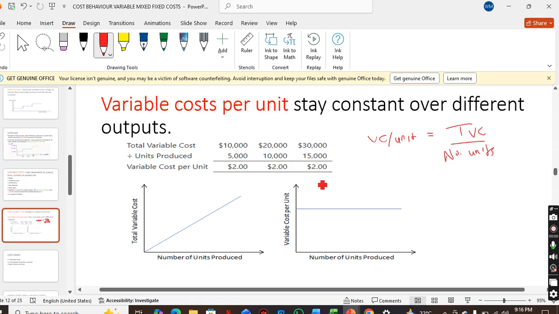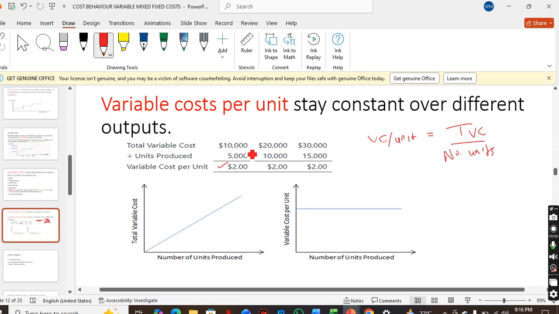Right. So let's look at this table here. If you produce 5,000 units, your variable cost will be 10,000. So variable cost per unit is $2. 10,000 divided by 5,000, you get $2.